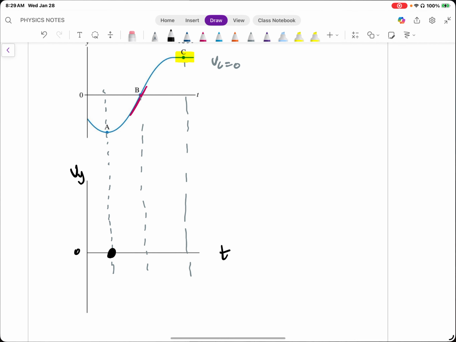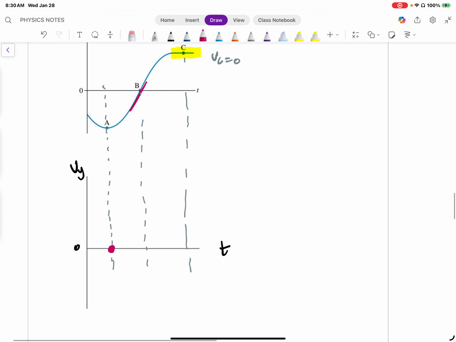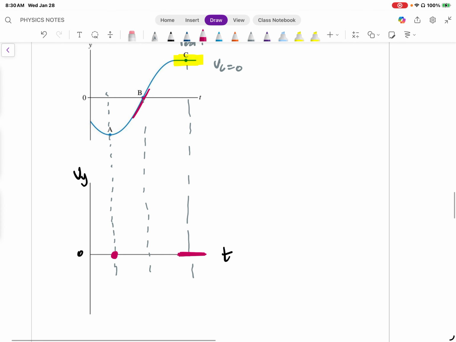And then at point C, remember we said our object was at rest, this whole section that is flat here. So I'm going to go ahead and make this a different color so we can see it better. So that whole region around C, this is going to be my velocity. My velocity is going to be 0 for this extended time. And that just means that our object is going to be at rest.